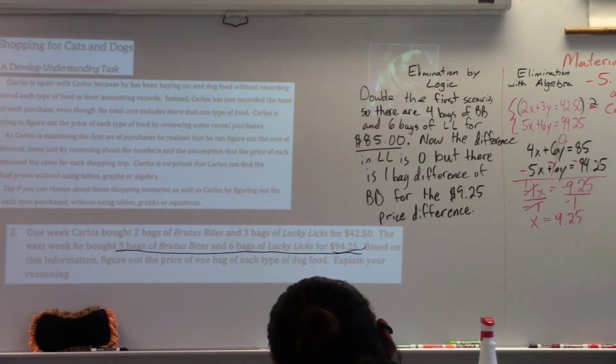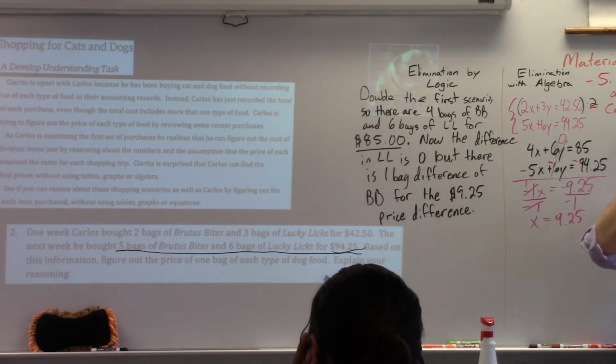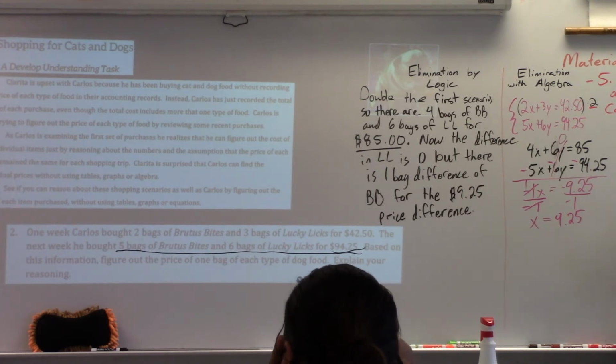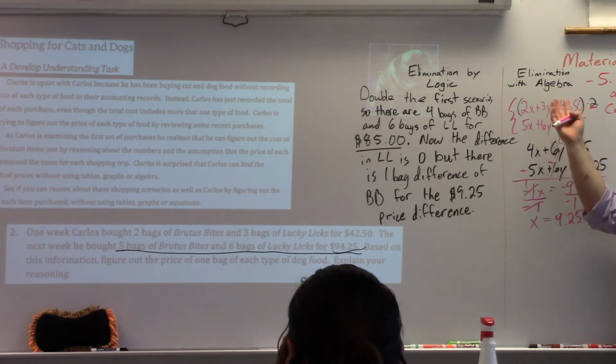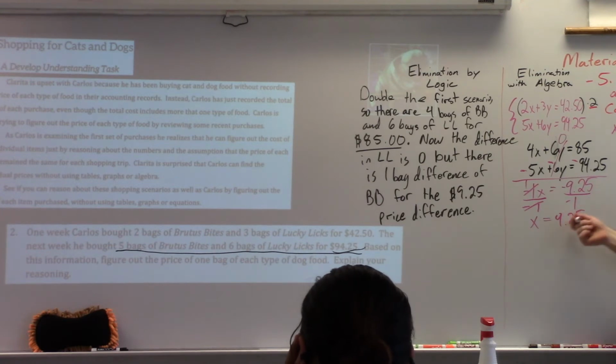Yes, but I feel like there's more meaning to it. The price of each bag for Brutus bites is $9.25. The price of what? The Brutus bites. How'd you know that? Did I ever explain what x was? Should I have? When I make an equation or system and I use x and y, I should define those variables. Because if I had written x and said the price per bag of Brutus bites, that would make things a lot easier, right? Oh, it's $9.25 per bag of Brutus bites.